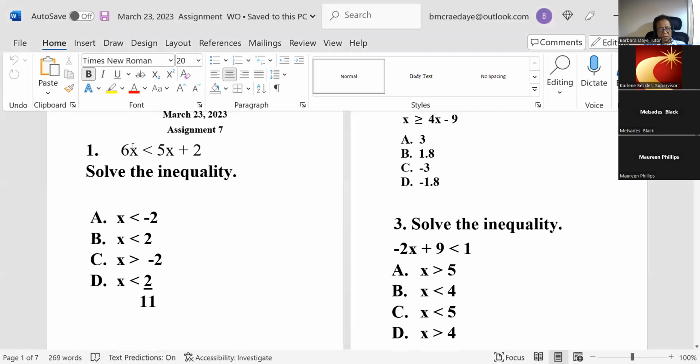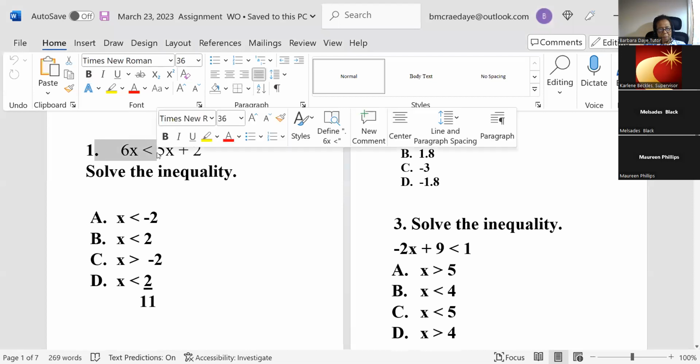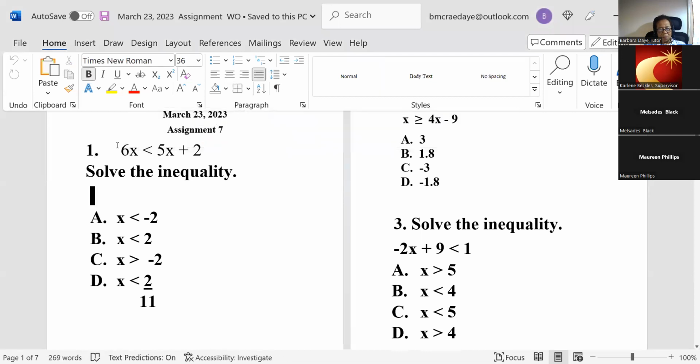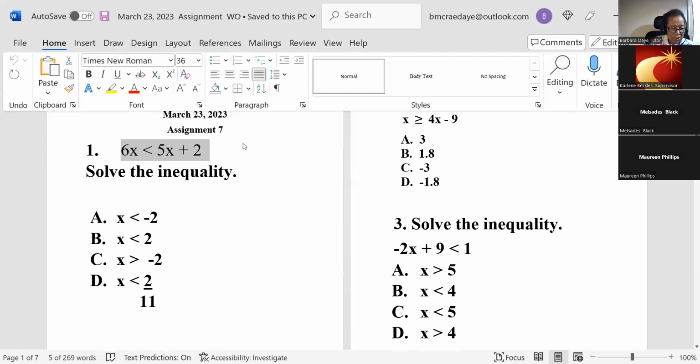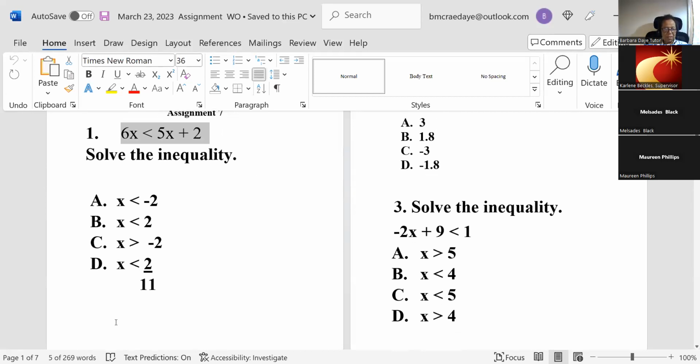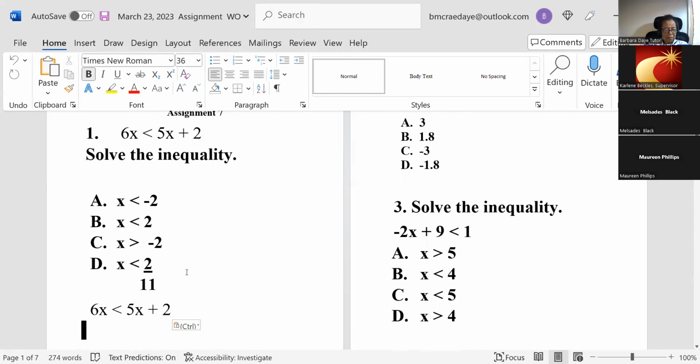Subtract. That's right. What would you subtract? 5x from 6x. 5x from both sides. Remember, you have to do the same thing to both sides. So you subtract the 5x from both sides. Perfect. So let's just put that there. Subtract the 5x on the left. Subtract the 5x on the right.